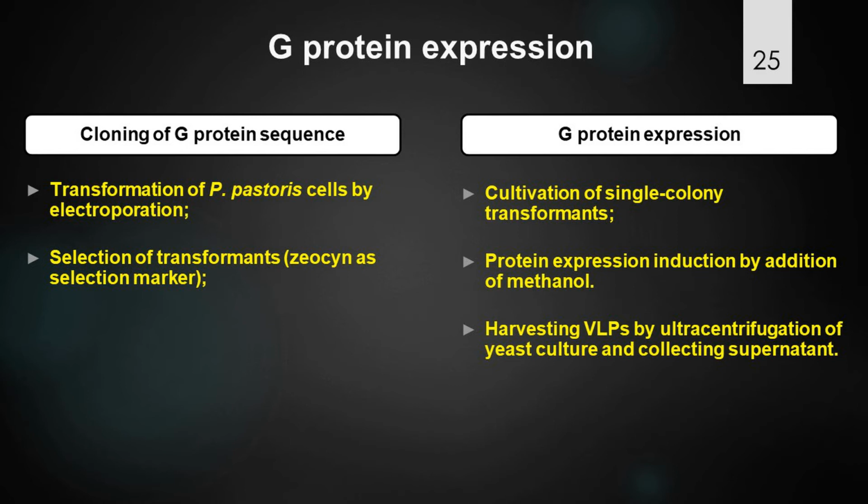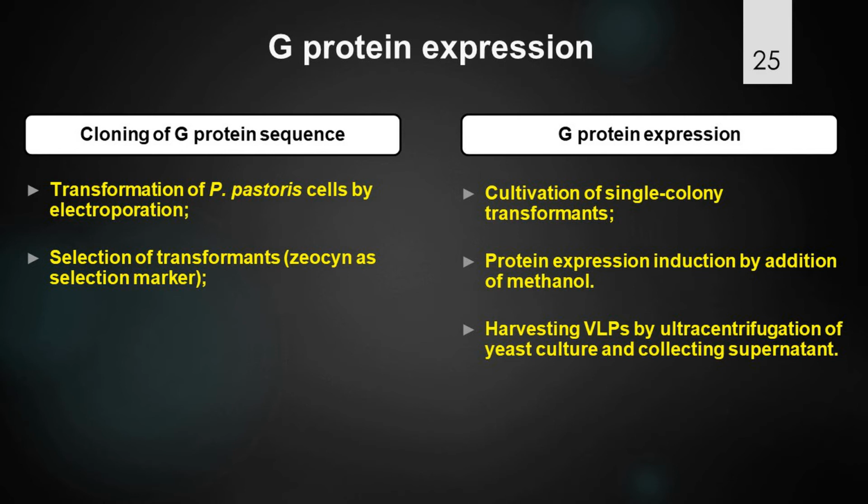Continuing the cloning process, yeast cells would be transformed by electroporation. It is a commonly used process for plasmid entry in yeast cells, and the transformants will be cultured in a medium containing the antibiotic zeocin, so only the cells that have the plasmid would survive.